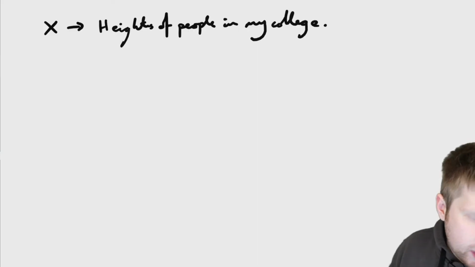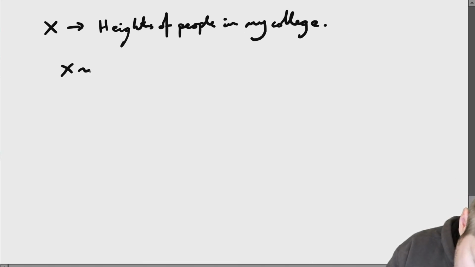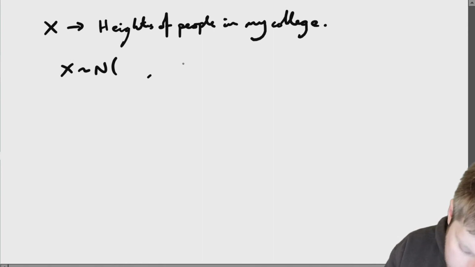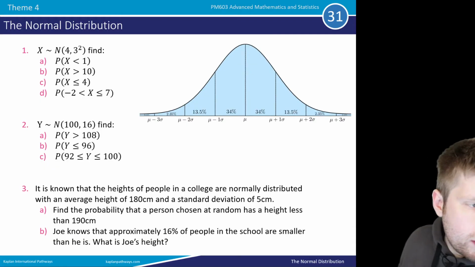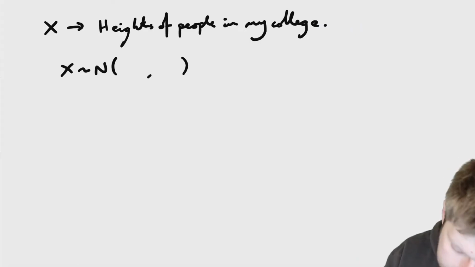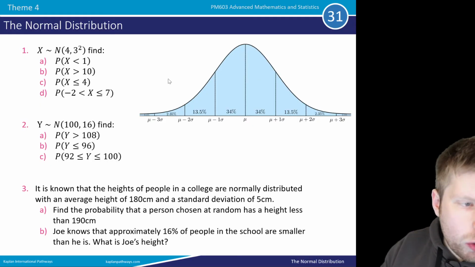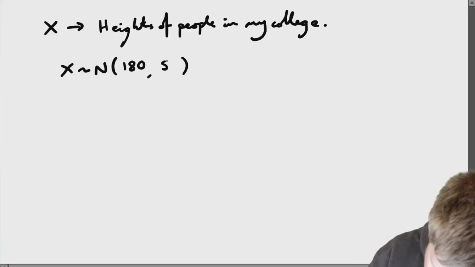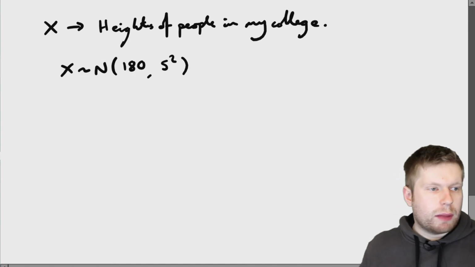I know that this random variable, the heights, is distributed normally, so I can say that x is distributed normally. What are the two parameters? I need the mean and the variance. The mean is 180, so the average height is 180. And what is the variance? I know the standard deviation is 5, so the variance is 25. I'm just going to write it as 5 squared, to make it a little bit clearer.